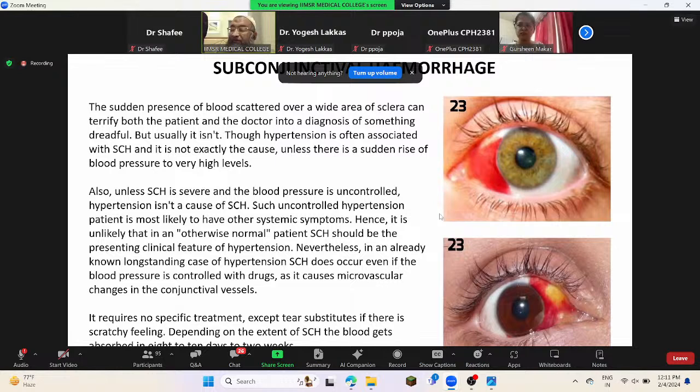Depending on the extent of the SCH, the blood gets absorbed in 8 to 10 days or at the most 2 weeks. Here you see specifically that it is turning yellow. You have to tell the patient that while it is clearing, the eye may turn yellow, so the patient does not get scared or think it to be due to jaundice, which is usually what patients think.